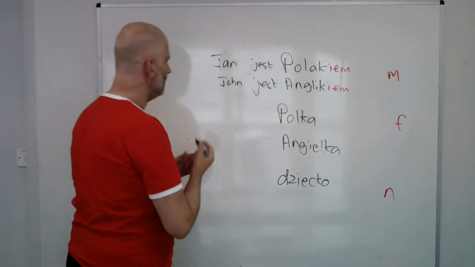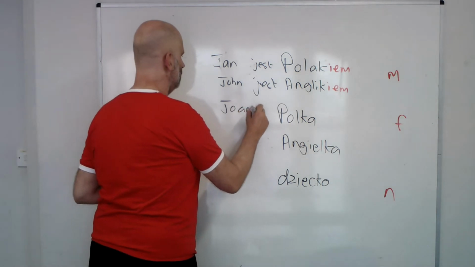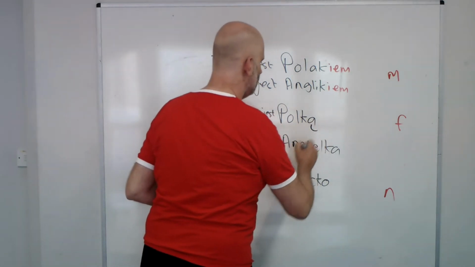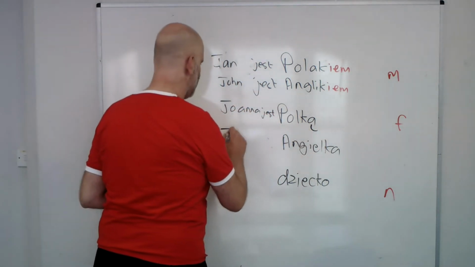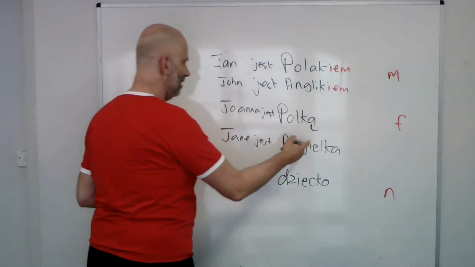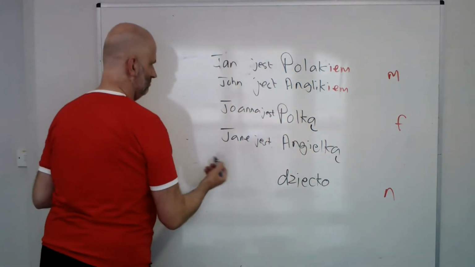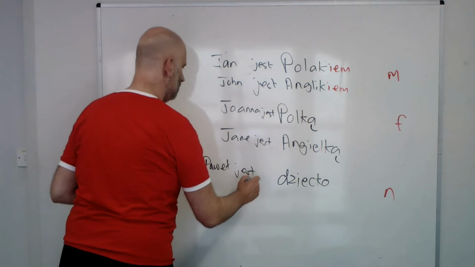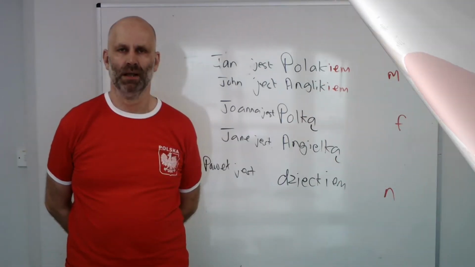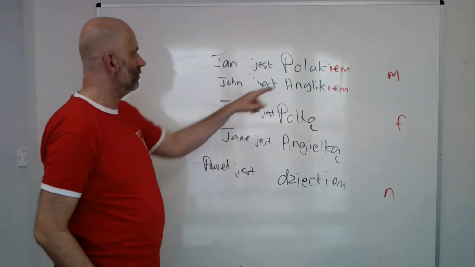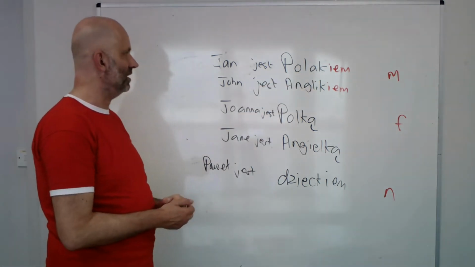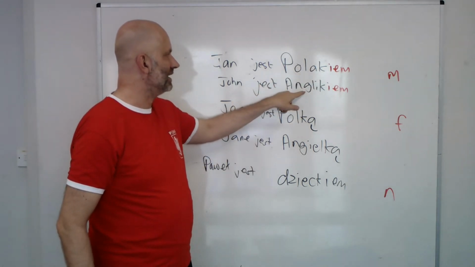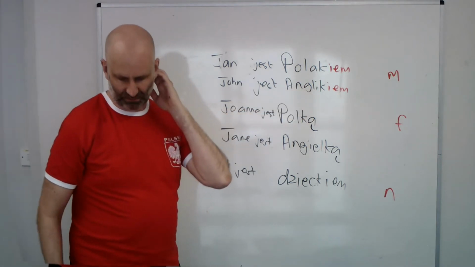And then if you said that Joanna jest, I've already seen, it's just -ą again. And then Jane jest Angielką. And we could also say that Paweł jest dzieckiem. So when there's a k or a g at the end of a masculine word, singular, it's not -em, it's -iem. So Polakiem, Anglikiem.